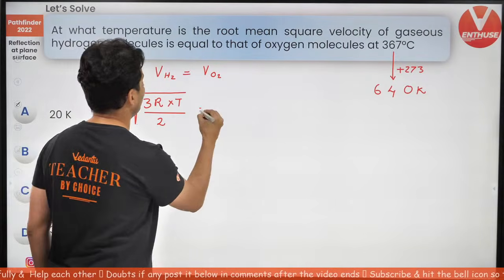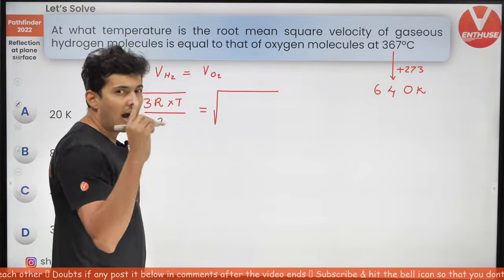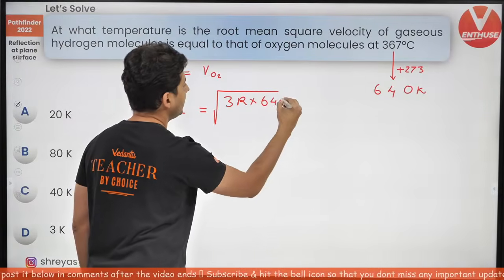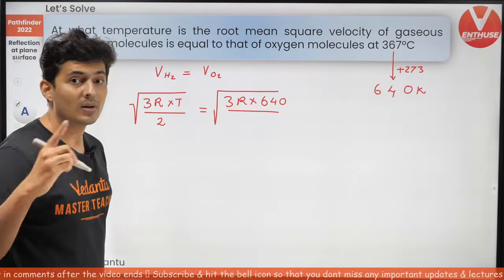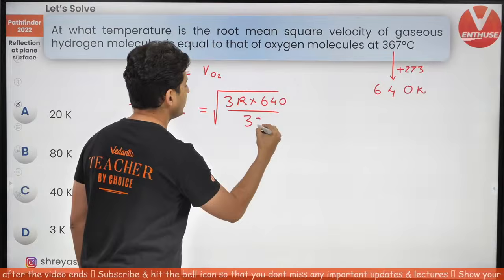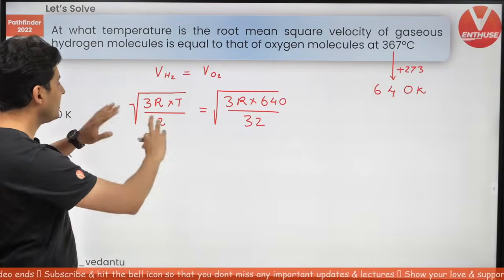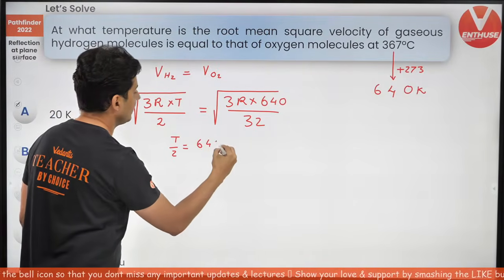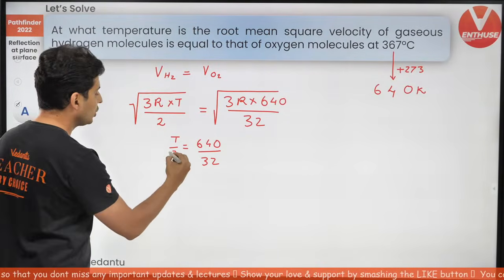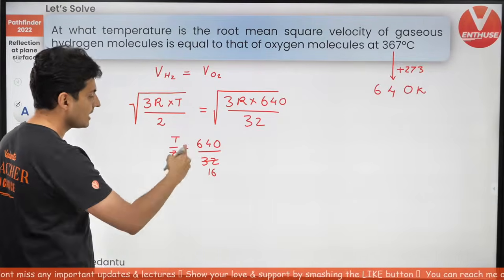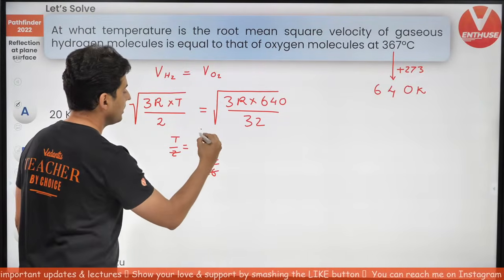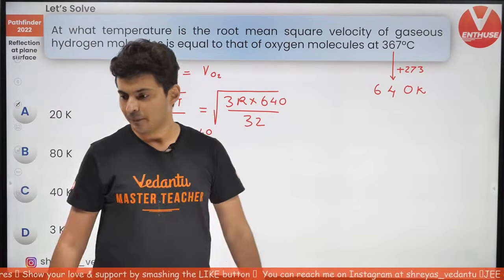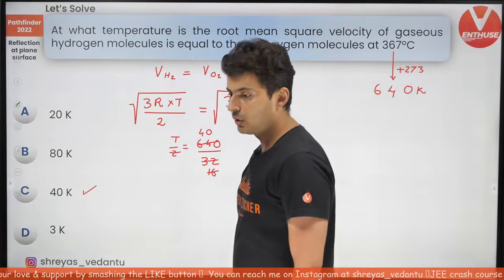And on the other side, for oxygen, I'm going to put RMS, that means 3R times temperature. Temperature is 640 divided by M, the molecular weight for oxygen, that will be 32. So put 32. Root goes, 3R goes. So I'm just left with T by 2 is equal to 640 divided by 32. Now 2 and 32 goes 16 times, and 16 over here will go 40 times. So that means the answer should be 40 Kelvin. Yep. Very good, Gauri, very good.